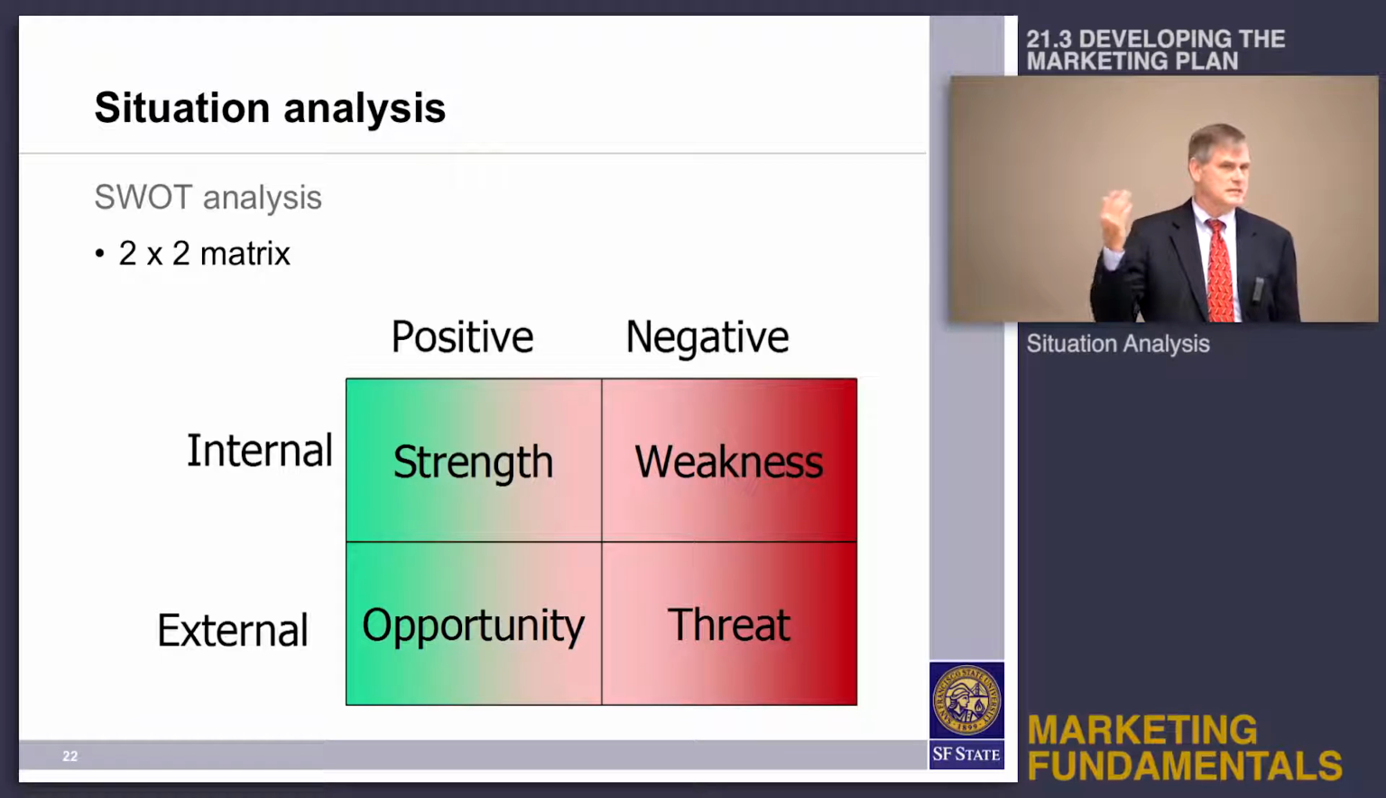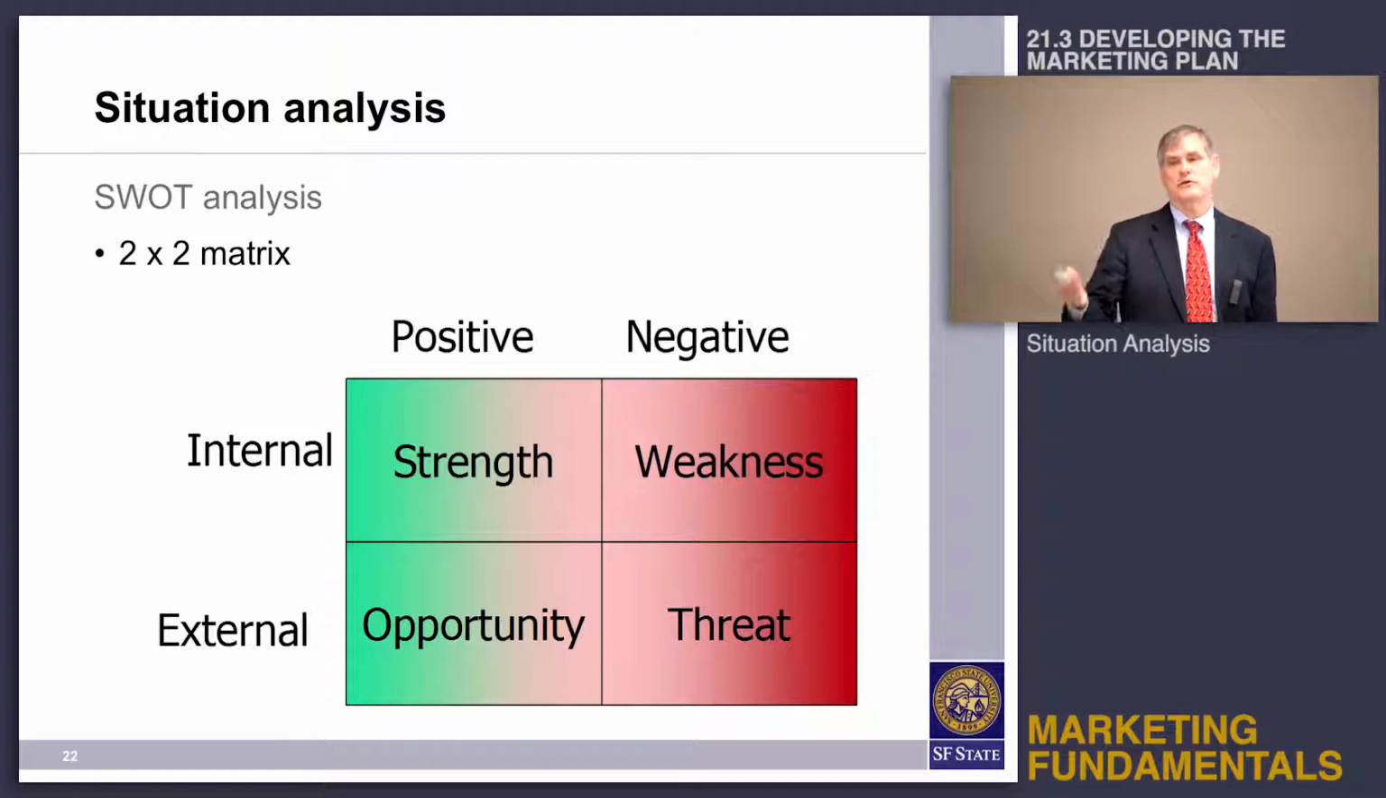And what this does is you take the issues and you put them into this 2x2 matrix. On one axis we have whether it's a good thing or a bad thing. And on the other axis we have whether it's internal or external. We talked about micro and macro, internal and external. Internal is something you have control over. External is something that affects all businesses, not just yours. And you end up with this matrix where you have strengths, weaknesses, opportunities, and threats.